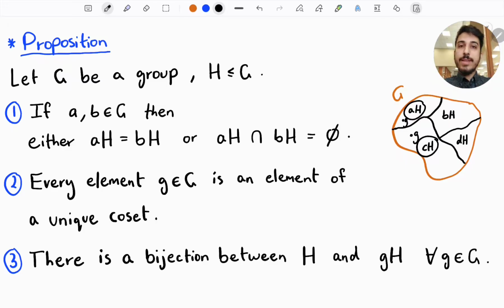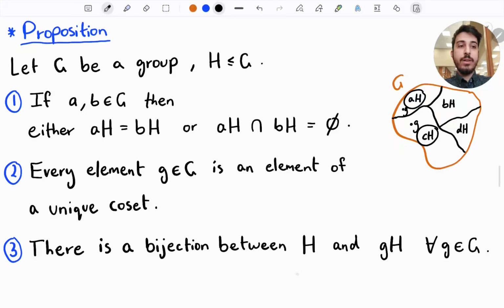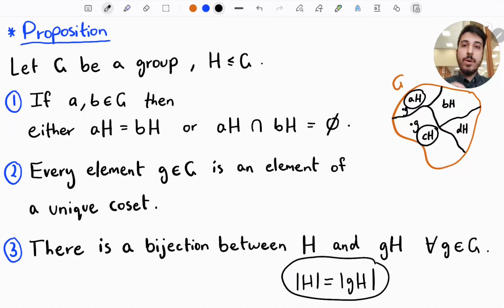The third result says that there is a bijection, a bijective map between H and gH. A bijective map is one where it is both injective and surjective. And in particular, we have that the cardinality of the sets H and gH are equal. And this is a very important result we will be using in lesson 15, where we talk about Lagrange's theorem, one of the most important theorems in group theory, and frankly, the turning point of this series.